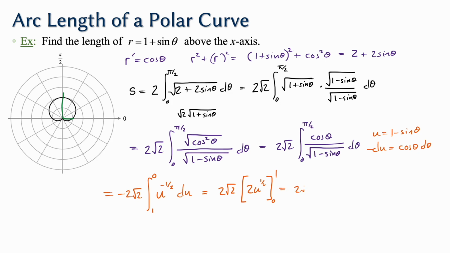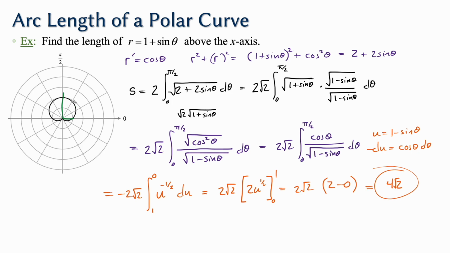All right, so plugging it in, we got 2 radical 2. Plugging in a 1 just gives us a 2. Plugging in 0 gives us 0. So this becomes 4 radical 2. And that is, of course, the length on this cardioid from here to here, all the length above the x-axis.